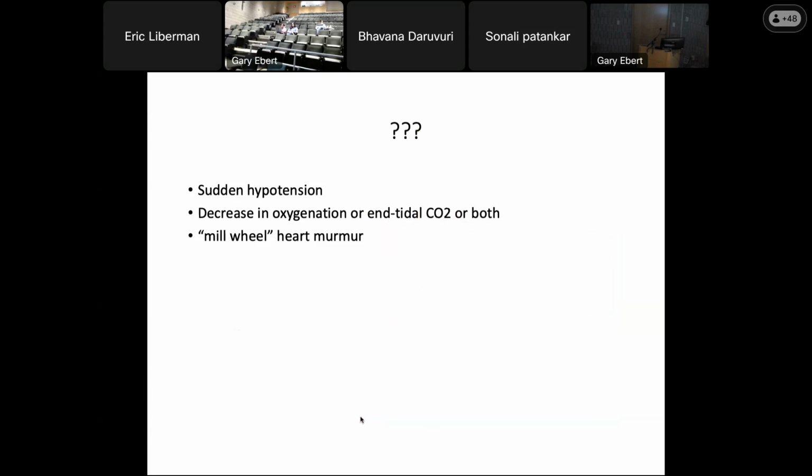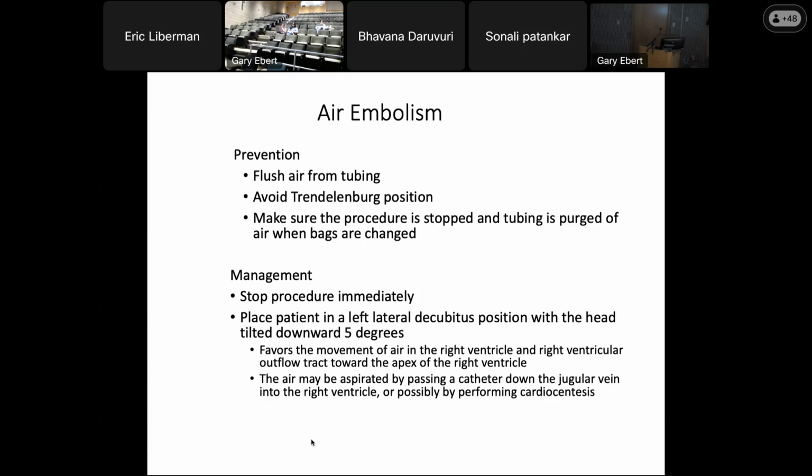So for board purposes, triage purposes, and just in general, if all of a sudden you're doing the hysteroscopy and the anesthesiologist tells you there is sudden hypotension or decrease in oxygenation, and I know on the boards they talk about you'll hear a mill wheel murmur, what is your thought? You have to think about an air embolism. So this is catastrophic. To help prevent it, as I said earlier, you want to flush or purge all the air from the tubing before you do the hysteroscope. Avoid Trendelenburg position. Make sure the procedure stops when you're changing the bags because you could introduce air into the system and into the patient.